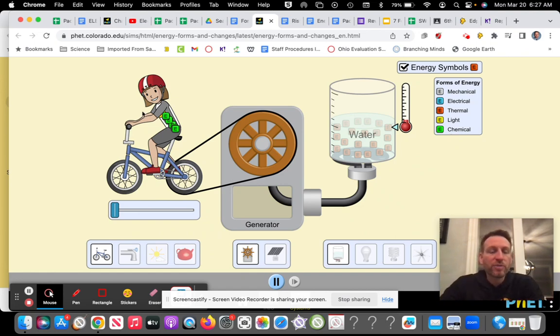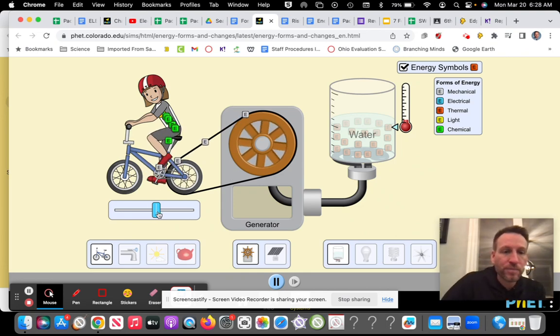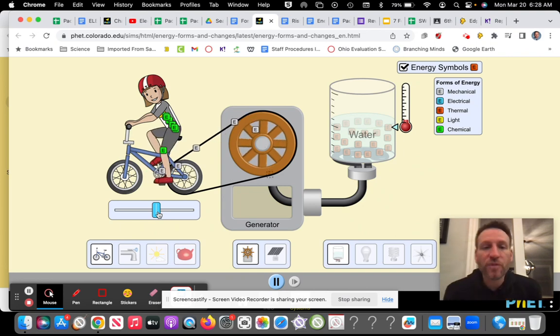All right, so I have this person on a bike. The bike is hooked up to a generator, a wheel generator. There's this black wire. That's a wire, if you were wondering, and that's going to be an electrical wire. Then this is a beaker with some water. So what we're going to do is have the biker start to pedal. I slid the bar about halfway, and we're seeing some forms of energy.